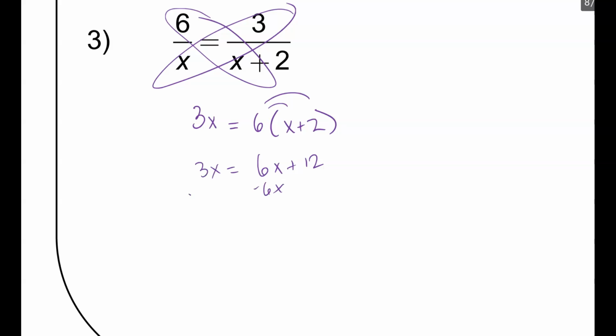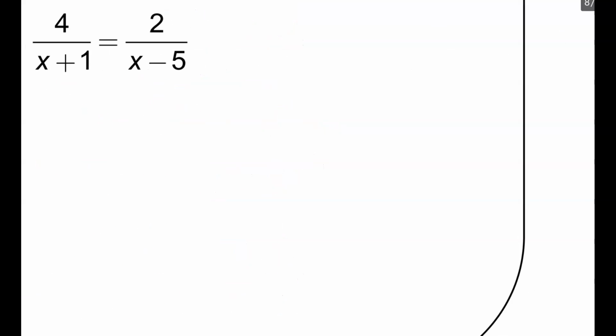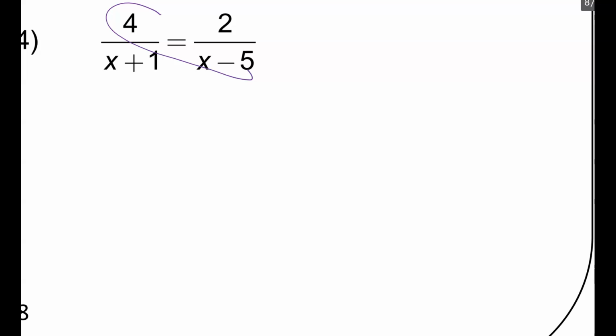I'll subtract 6x on both sides. That way I have -3x equals 12. Divide both sides. 12 divided by -3 is -4. Awesome. Last one, crisscross applesauce, cross multiply.